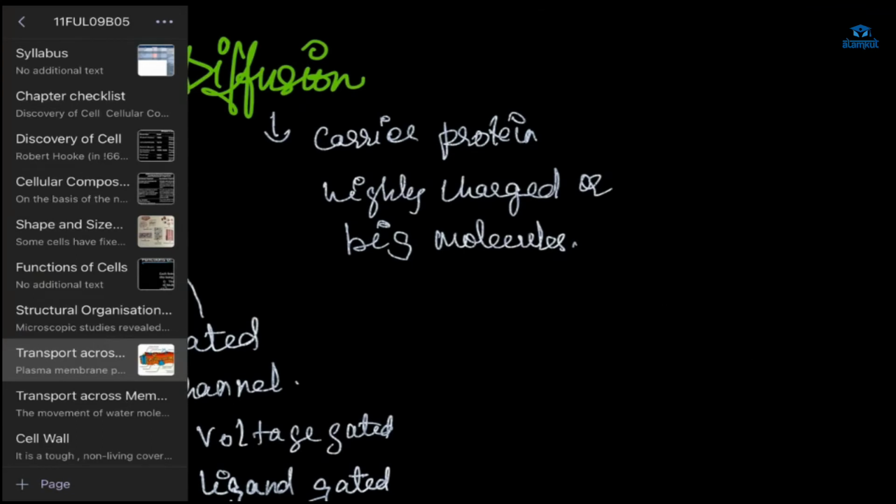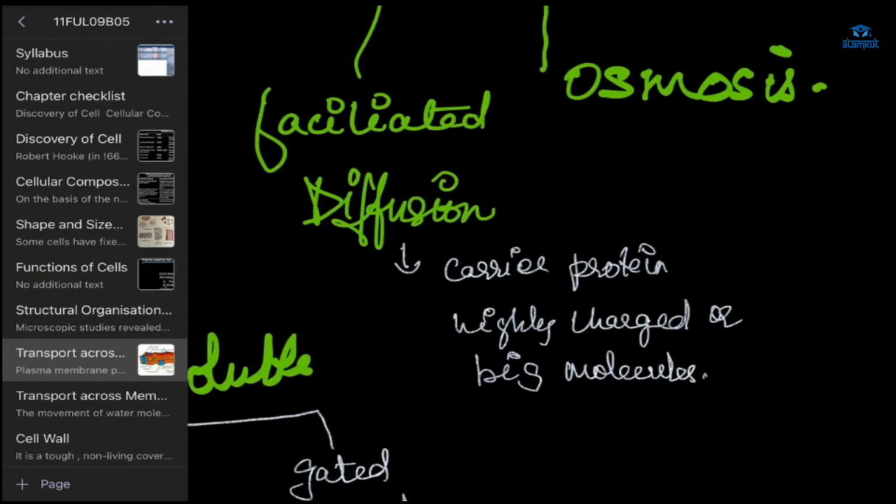The substance which uses the facilitated diffusion, right? Yes, ma'am. It is highly charged or big molecules. Okay. With the substance which is highly charged or which is big molecules like the glucose, right? It requires carrier protein. Okay. Ma'am, so the substance is just going with the carrier.